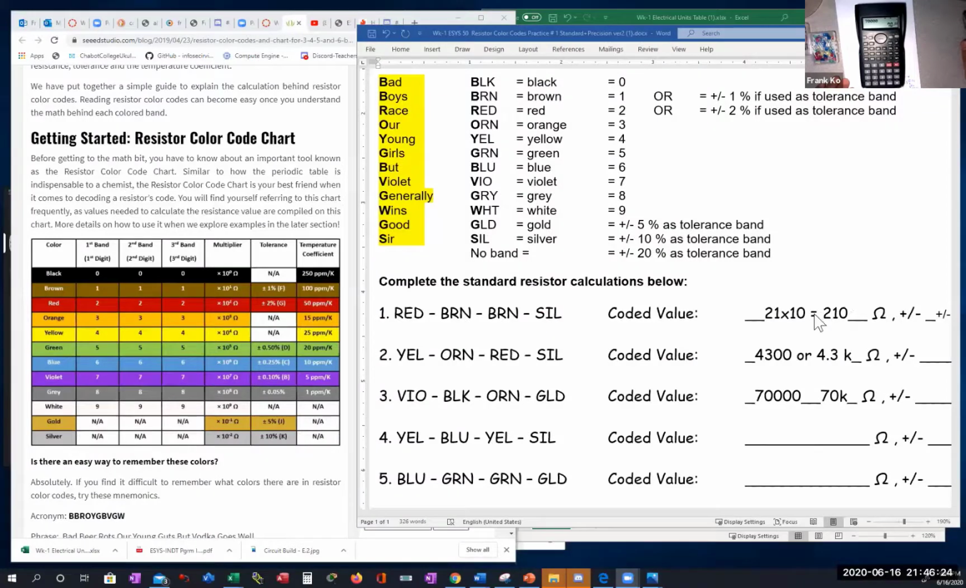So are we good with these examples here? 210, 4,300, 70,000. And then I've also written in the proper engineering notation. So from week two on, everybody will be writing things down in proper engineering notation. For this week, just go ahead and write out all the numbers of zeros. Are we good with the first three exercises on this sheet?